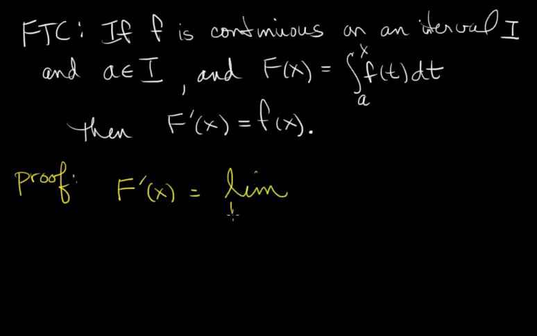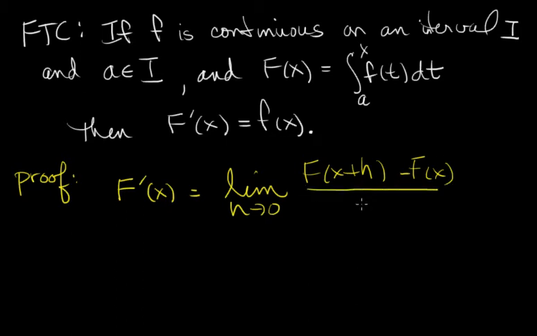The limit as h approaches 0 of capital F of x plus h minus capital F of x all over h. And you know that in finding, for example, the derivative of the sine function and the cosine function and secant, you actually had to compute these limits in order to find what the derivatives were. Well, in the same way, we have to show that this limit is indeed little f of x to prove the fundamental theorem of calculus.